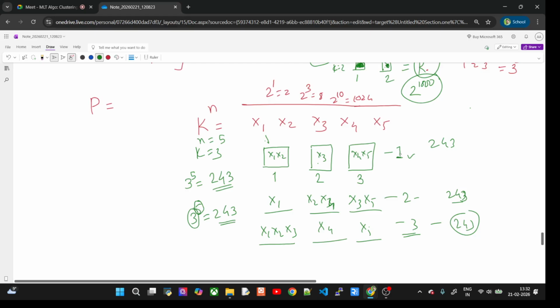Okay, so one way is like this: x1 x2 group, x3, and x4 x5. Second way is what? This one: x1 x2 x3 and x5. And here the third way is what? x2 x3 and x1 x2 x3.